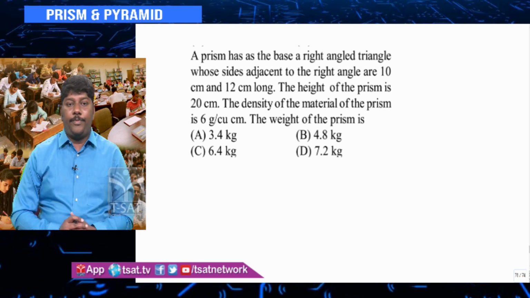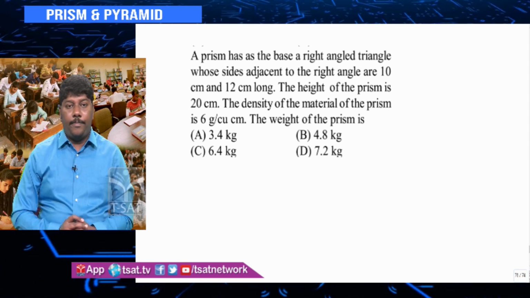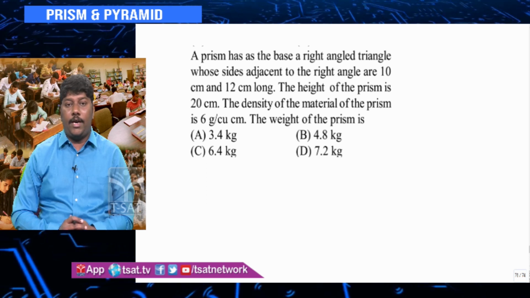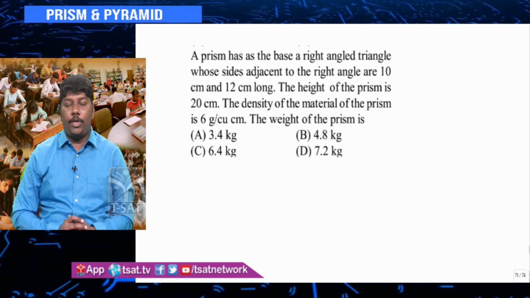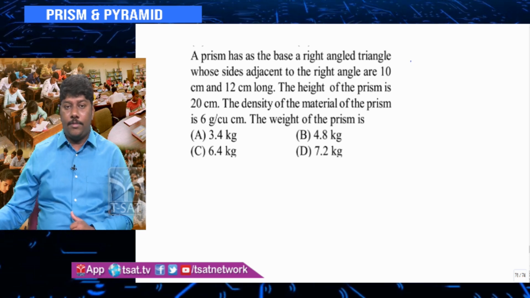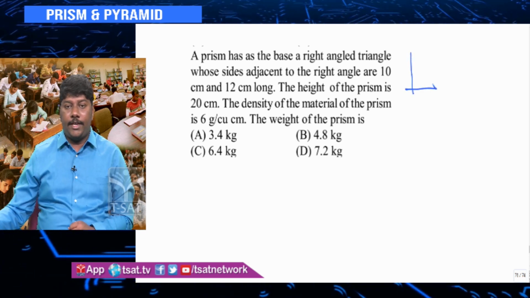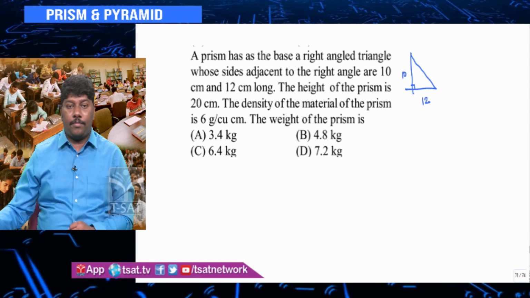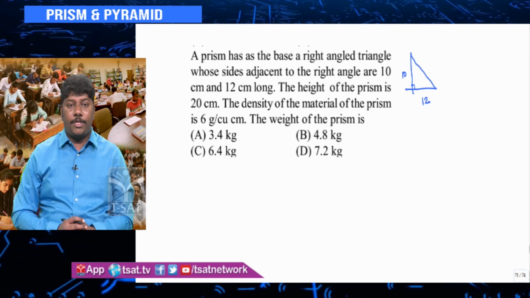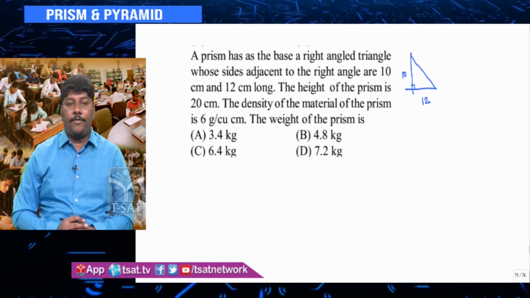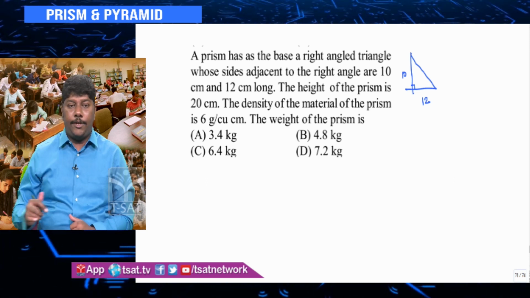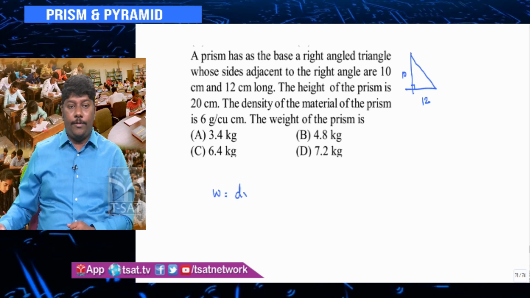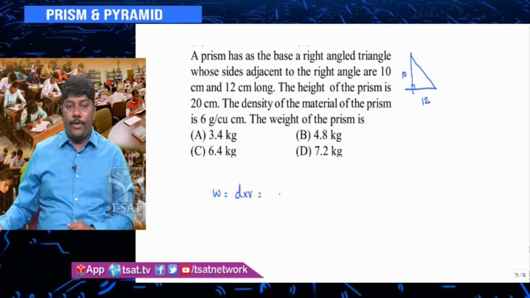A prism has a base that is a right angled triangle whose sides adjacent to the right angle are 10 and 12. So I am just drawing the base. It is 10 and 12. The height of the prism is 20. The density of the material of the prism is 6. He is asking you the weight or mass. So weight is equal to density into volume. Density is given as 6.